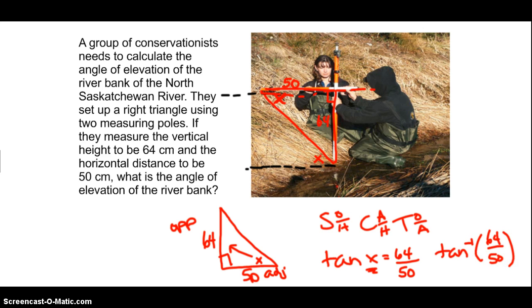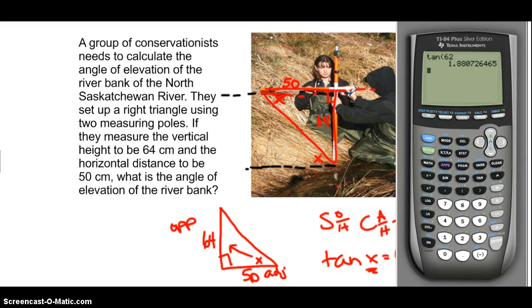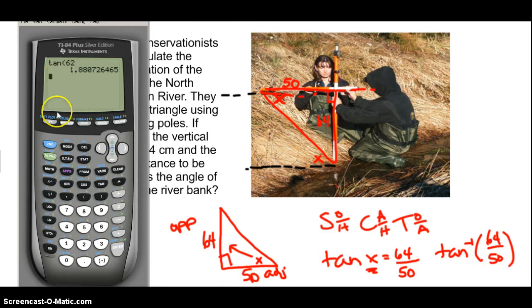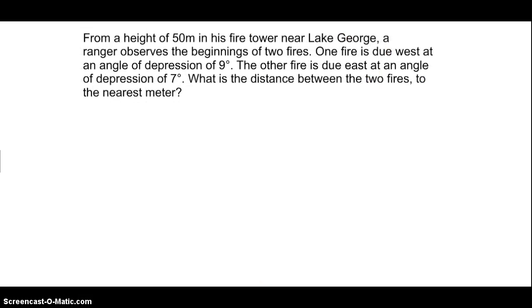So if I bring up my graphing calculator, let me hit to run that. Okay, and what was it again? It was the inverse tangent. So the inverse tangent of 64 over 50. So the angle of elevation is about 52 degrees. Okay? So let's look at one more example. This one's a little more complicated.